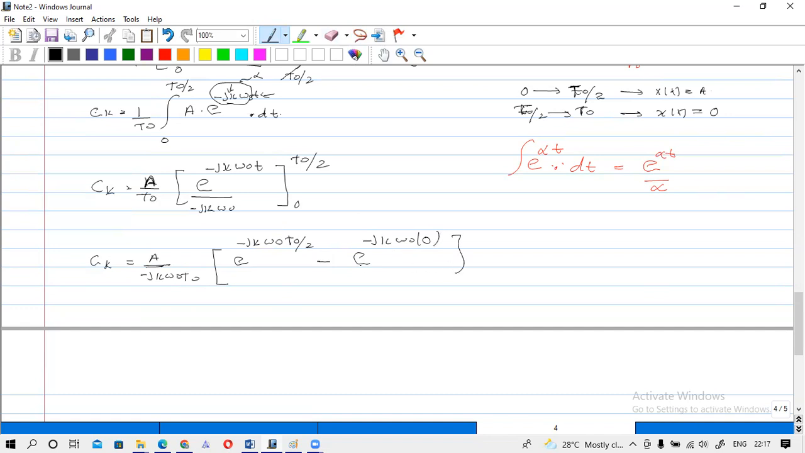So what is this? E to the power 0, which is 1. So you will have this term. I think you can further simplify this, because you know the relationship between omega naught and t naught: 2 pi by t naught is equal to omega naught. If you multiply by t naught, you get omega naught t naught equals 2 pi. Anyway, I will do this in the normal way, otherwise you will get confused. So this omega naught is nothing but 2 pi by t naught. If I substitute, I will go to the other line.